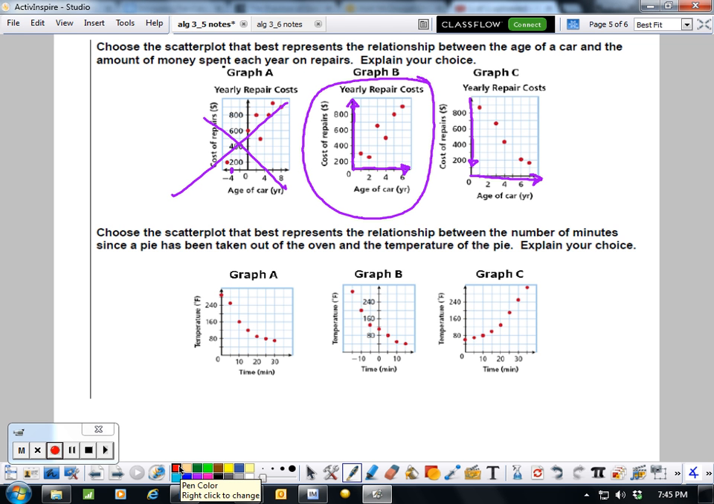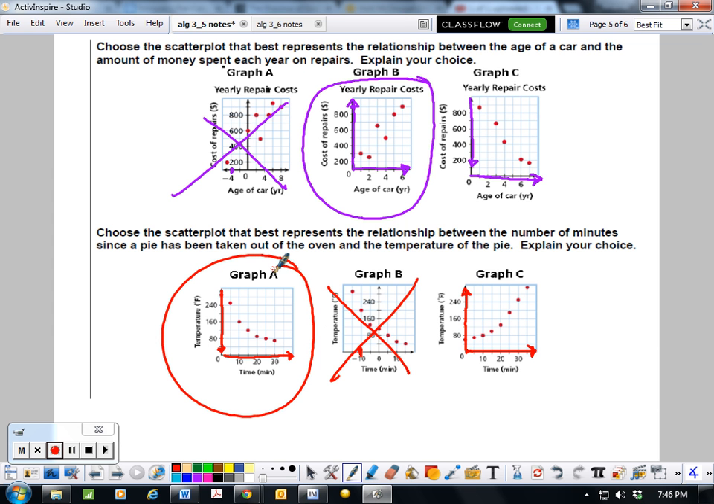Okay, next one. Choose a scatter plot that best represents the relationship between the number of minutes since the pie has been taken out of the oven and the temperature of the pie. As time increases, the temperature is going to decrease. Graph B is wrong because we can't have -10 time. As time increases, does the temperature increase? Is the pie going to get hotter and hotter out of the oven? No, temperature decreases out of the oven. So this would be the correct graph. Things cool off after you take them out of the oven. The longer it's out of the oven, the more the temperature cools.